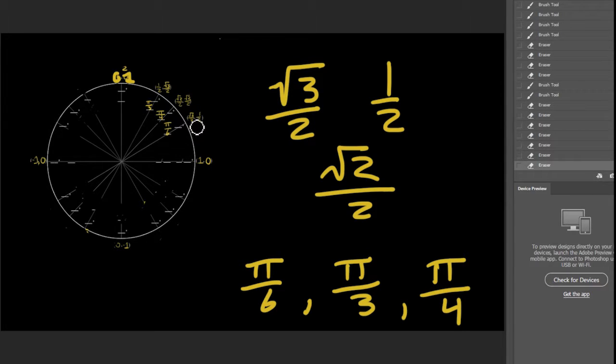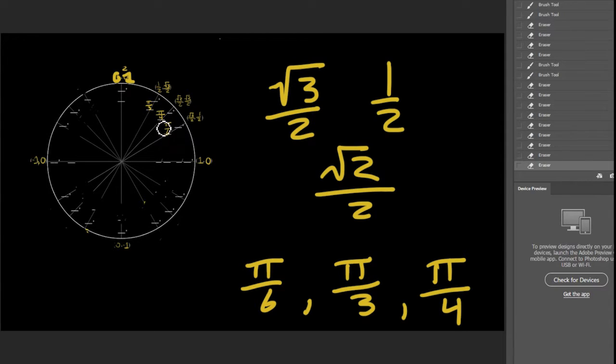So pi over 6 is root 3 over 2 and 1 half, and then it's the opposite for pi over 3, because pi over 3 is just 2 times pi over 6, so this gets flipped around because it just flips values right here. And then using this, you're able to go around the circle and complete all these values.